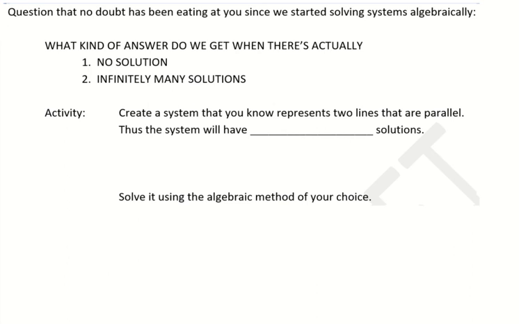Question that has no doubt been eating at you since we started solving systems algebraically. What kind of answer do we get when there's actually no solution or infinitely many solutions? These are the final answers, but what do you see in these methods when there actually isn't an answer?